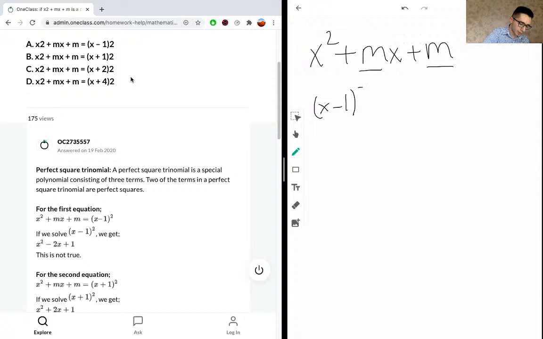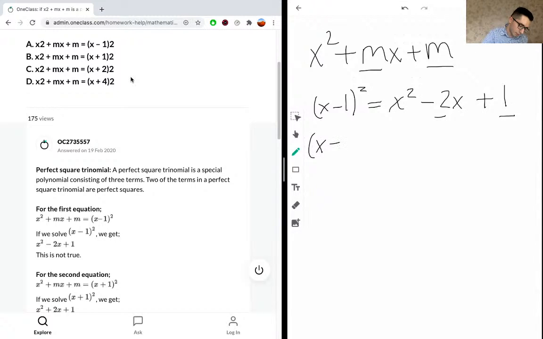X minus 1 squared is equal to x squared, so the first term squared, and then minus 2 times x times 1, so minus 2x, and then the last term squared, plus 1 squared, which is just 1. Okay, so we can right away see that option A is not correct because this term and this term are not equivalent. Okay, let's go through option B.